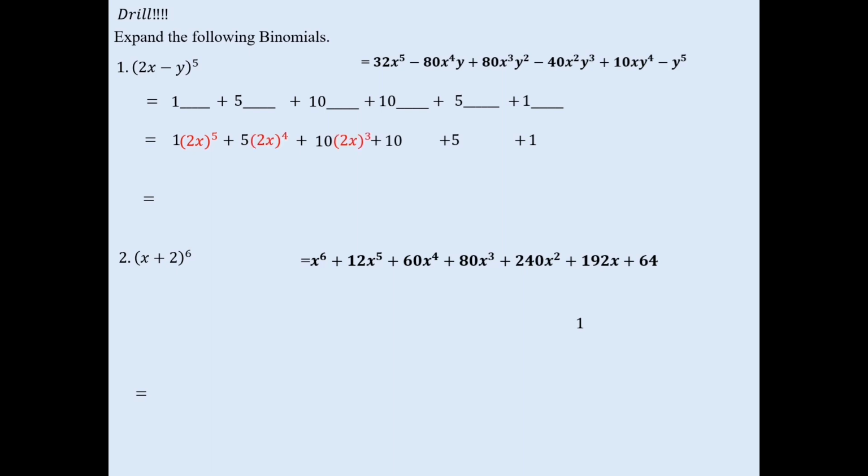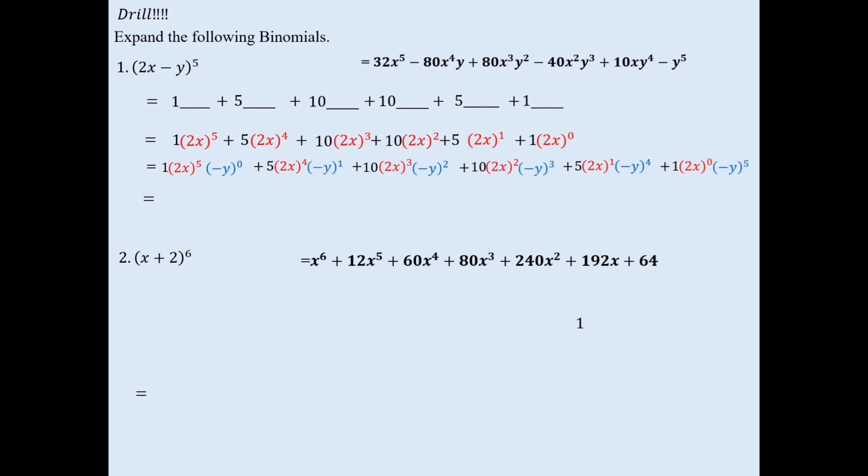After that, you will write the second term in increasing order of exponent, and our second term is negative y. So you have negative y to the 0, to the 1, to the 2, 3, 4, and 5. So we will just simply simplify this one. 2x to the power 5 is 32x to the 5. Negative y to the 0, of course, is just simply 1.